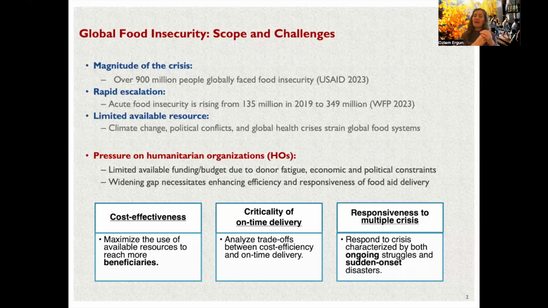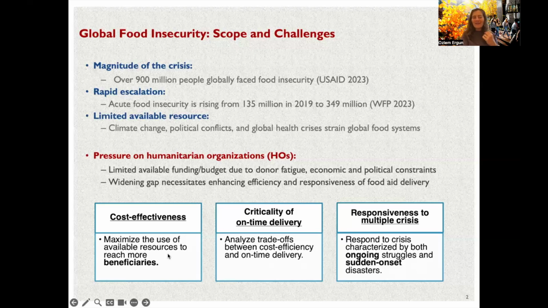This really led organizations to think about how they can be cost effective and have on-time delivery in an environment where most of the large-scale humanitarian organizations are responding to multiple types of crises throughout a year. These crises include ongoing but significant food insecurity situations and sudden onset, not really forecastable events that are also happening with increased frequency and at larger magnitudes, mostly due to the climate crisis and armed conflict around the world.